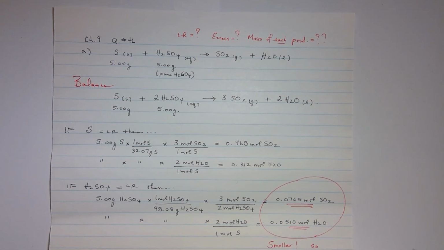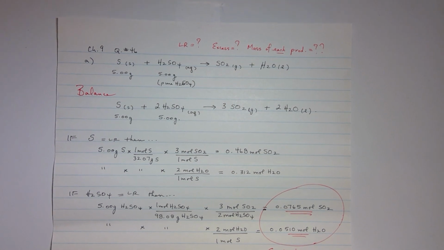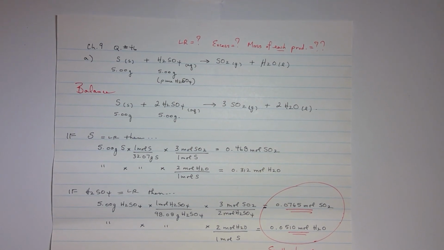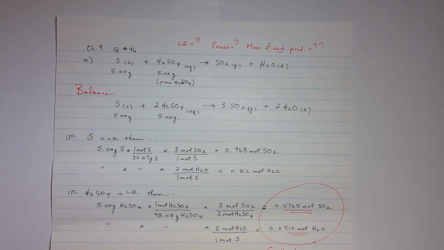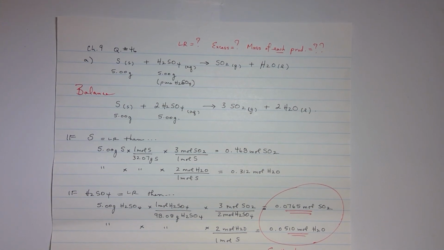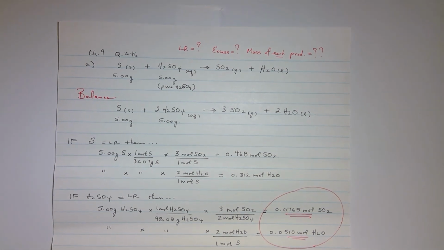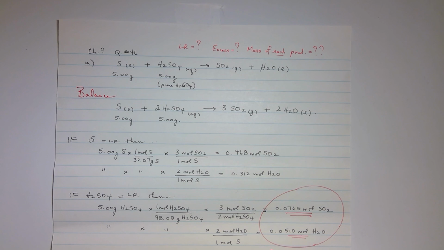All right, here we are at question 46 in chapter 9. There are actually four parts in 46, A, B, C, and D, but we'll just do A together to get the idea. The question is asking you to identify which of the reactants is the limiting reactant, which is in excess, and what are the masses of each product in grams. So it's a good, thorough question.